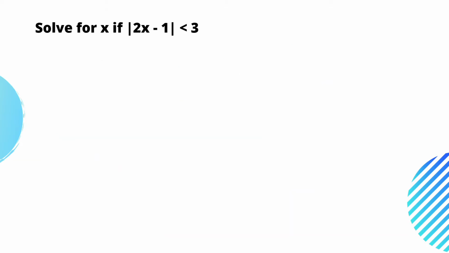All right, so here is our first question. Solve for x if modulus of 2x minus 1 is less than 3. In the previous slide we learnt that if modulus of anything is less than 3, then how can we interpret 2x minus 1 in this case? It is less than 3 and also greater than minus 3. We learned this in the previous slides.